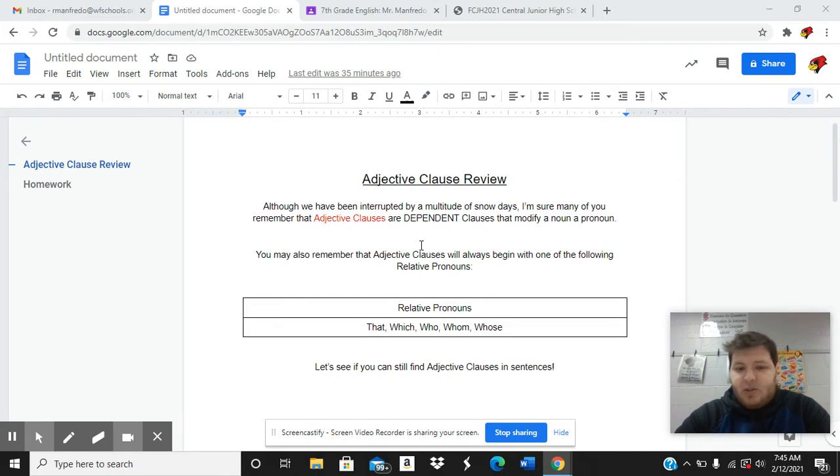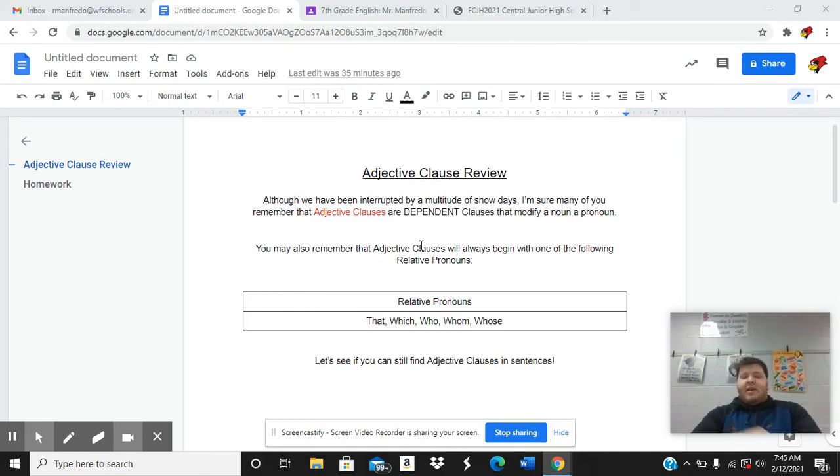So as you can see, we're still on adjective clauses. We've had a bunch of snow days here in a row, but you should still be familiar with a clause. We know a clause is just a group of words. It will always have a subject and a verb. But our two types of clauses, we have independent and dependent. And as you should remember, independents can stand on their own as a complete sentence, and dependents cannot. Well, now we are breaking it down even further. We have a different type of dependent clause. It's going to be dependent every single time, and they are adjective clauses.